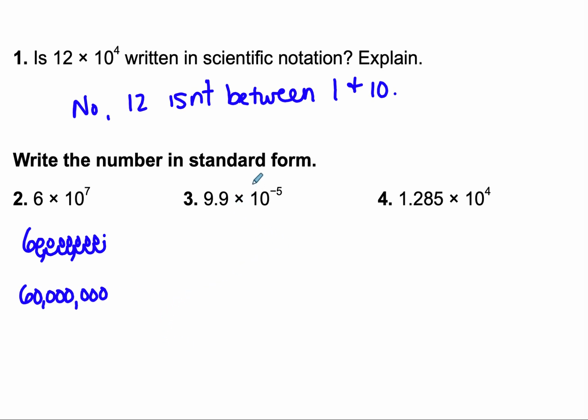All right, let's take a look at our next one. 9 and 9/10 times 10 to the negative 5th power. Negative exponent, my number in the front is going to get smaller. That means I'm moving my decimal to the left. 1, 2, 3, 4, 5 places to the left. I'm going to add a 0 in front. 1, 2, 3, 4 zeros in those placeholders.